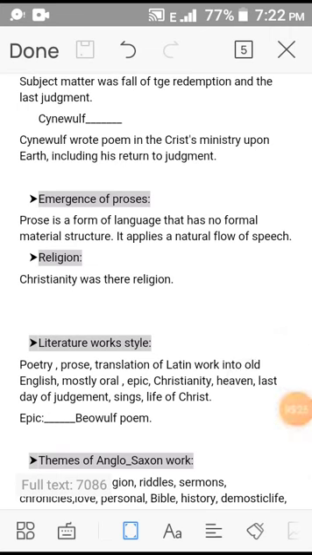Next is the emergence of prose. Basically, prose is a form of language that has no formal metrical structure. It applies a natural flow of speech. The Anglo-Saxon period was also marked by the beginning of English prose. Through the chronicles, which probably began in King Alfred's time, and through Alfred's translations from Latin, a common valuable prose was established which had all sorts of possibilities in it.